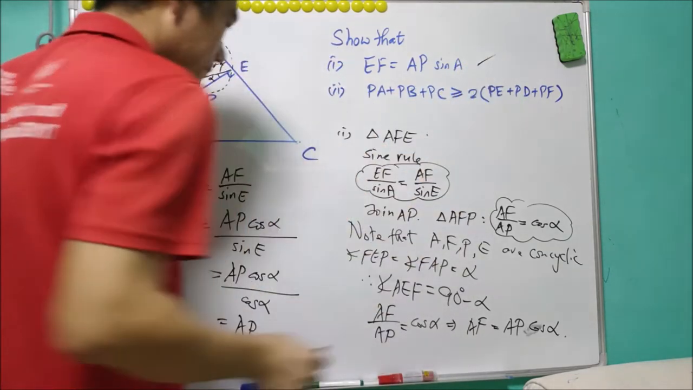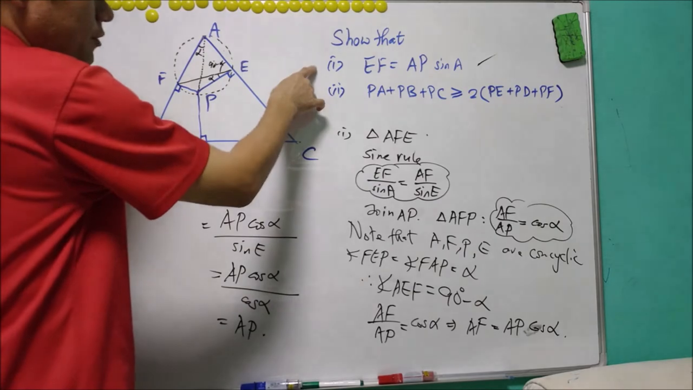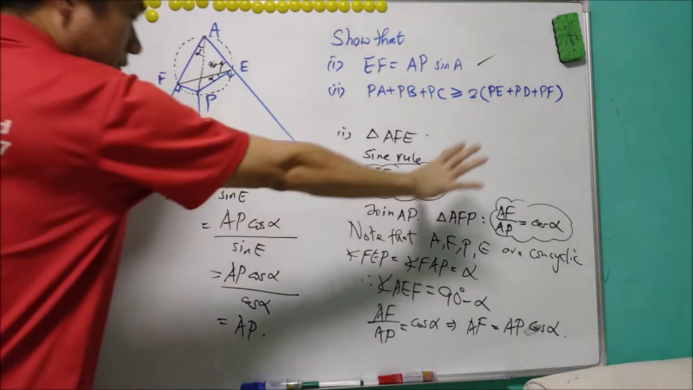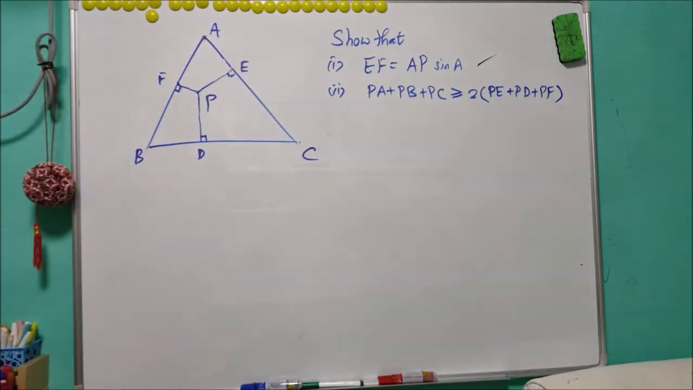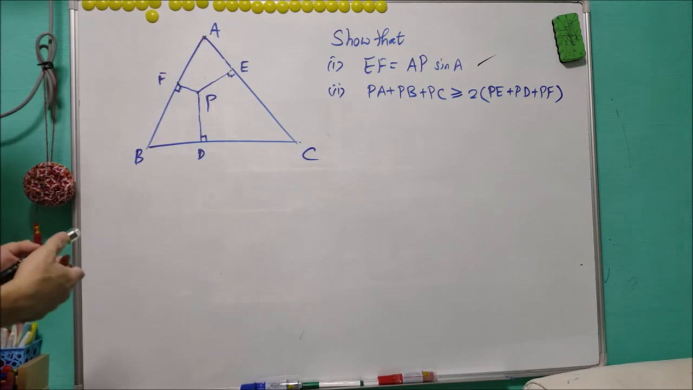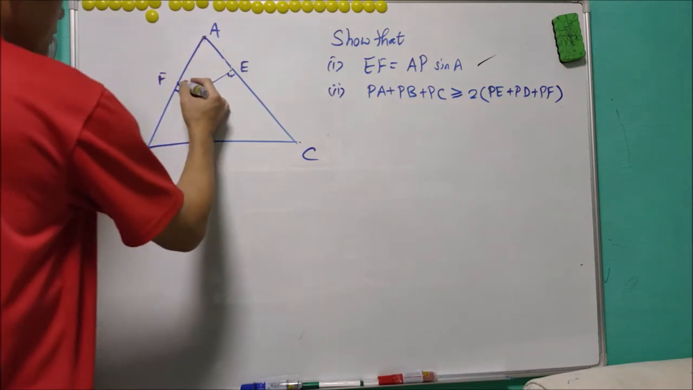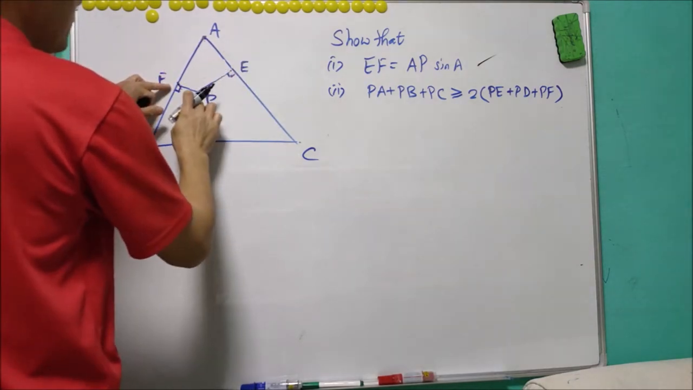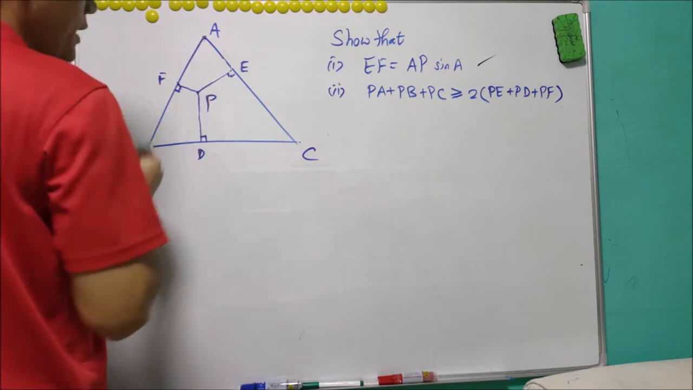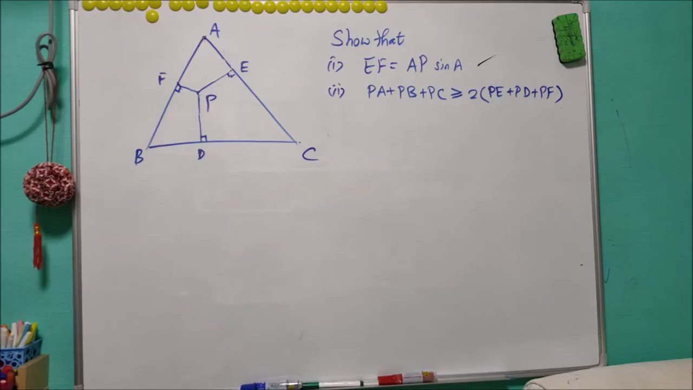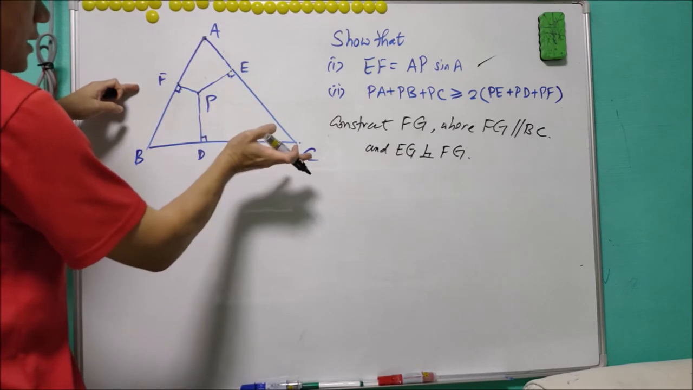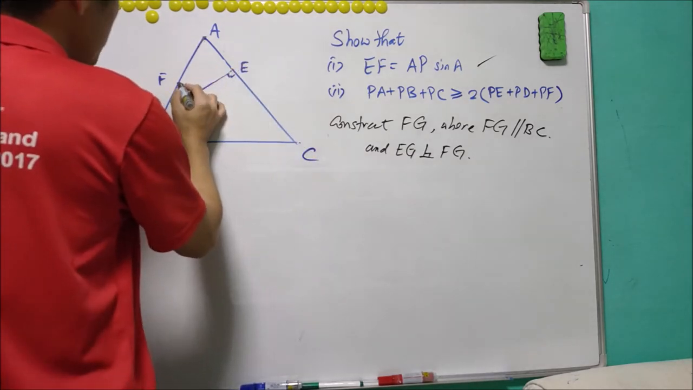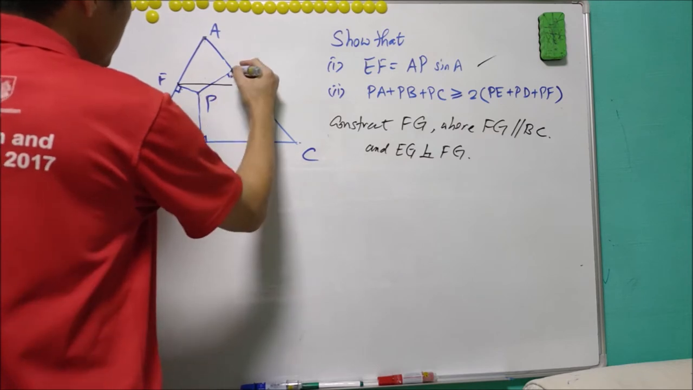So this is done. For part two, we are going to use the result from part one. And I'm going to erase this part. The second part is a little bit tricky. At first, I tried to consider the triangle FEP, but I failed to get the answer. So right now, I will construct FG where FG is parallel to BC and EG is perpendicular to FG. So it is something like this.